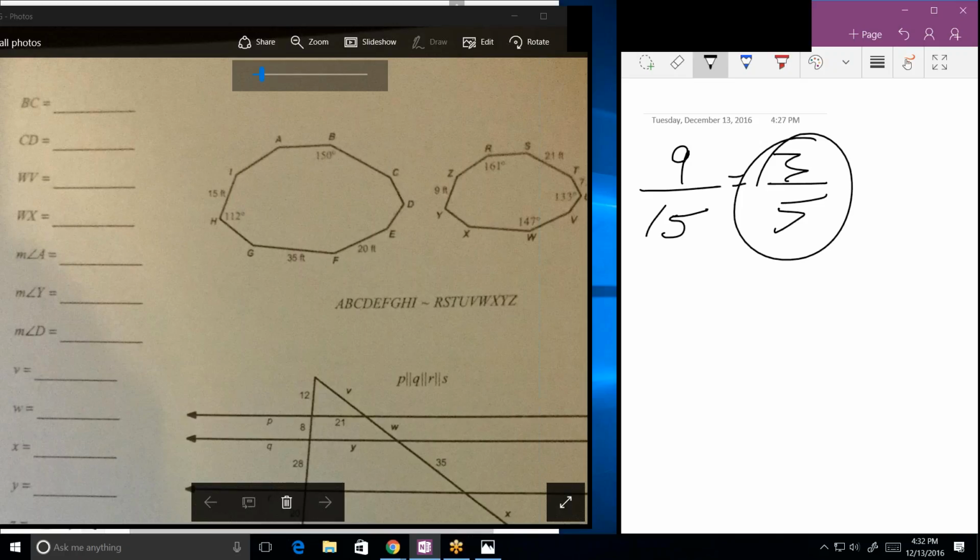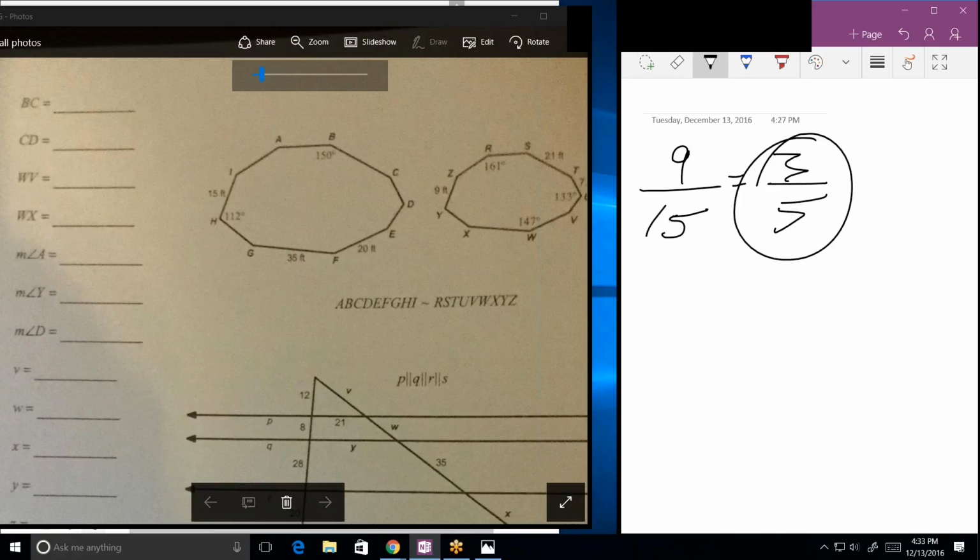Okay, now let's go back. BC is what measurement? 35 feet. CD is what measurement? CD is 12.5. I can't read what that measure is. Is that 7.5 or just 7? 7.5 divided by 3 equals 2.5. And then 2.5 times 5 is 12.5.